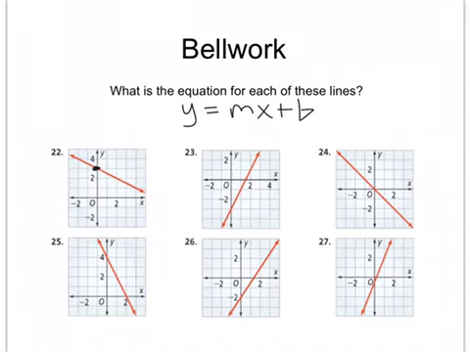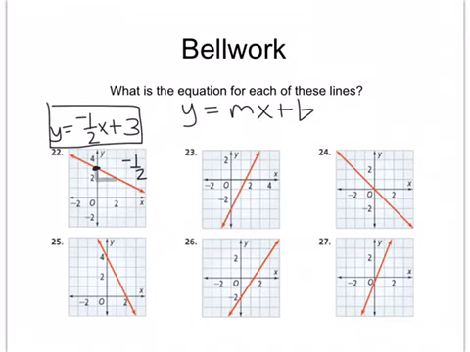So here on number 22 I can see right away it's at positive 3. So I go ahead and put that in, and then the only other thing I need to do is find the slope. So slope is rise over run. I'm going down 1 and over 2. So therefore the slope is equal to negative 1 over 2. Negative 1 over 2x. You plug your slope in.